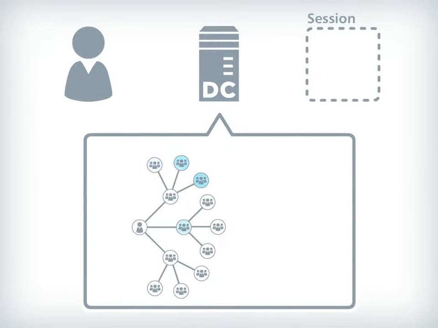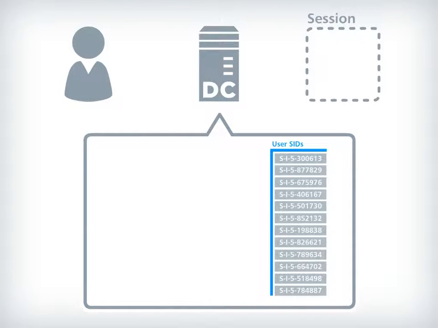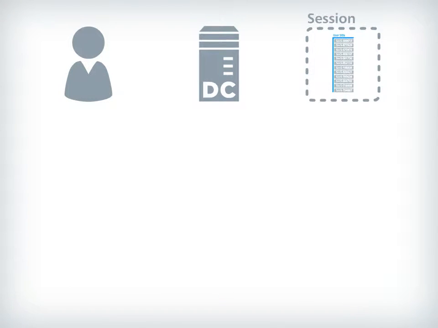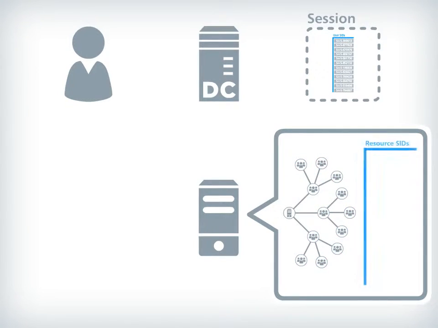The DC walks each branch of the user's group tree and makes a single, flat list of each group's internal name, the security identifier, or SID. In a similar fashion, the resource also makes a flat list of SIDs that represents its group tree of allowed and denied permissions.